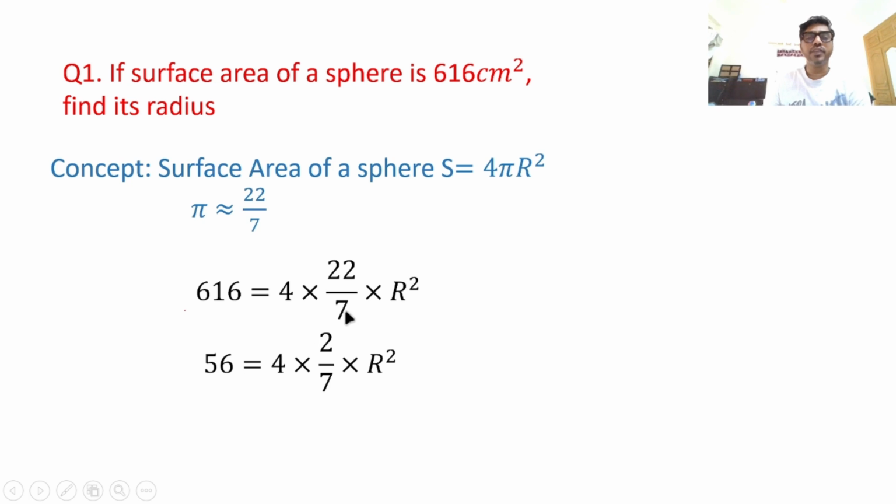Now further simplification, 4 2s are 8 and 8 7s are 56. So here it goes in sevens. That is going to be the next relation. So 4 2s gone, 8, and here 8 gets cancelled.